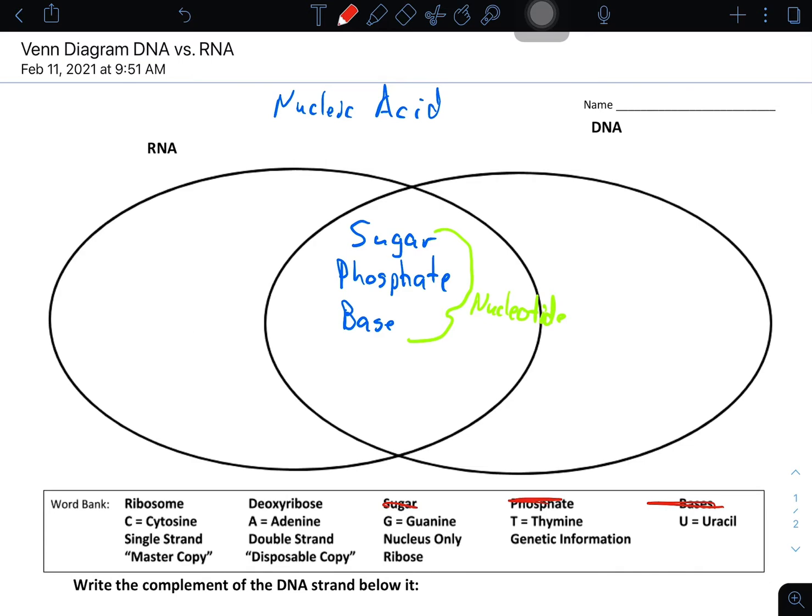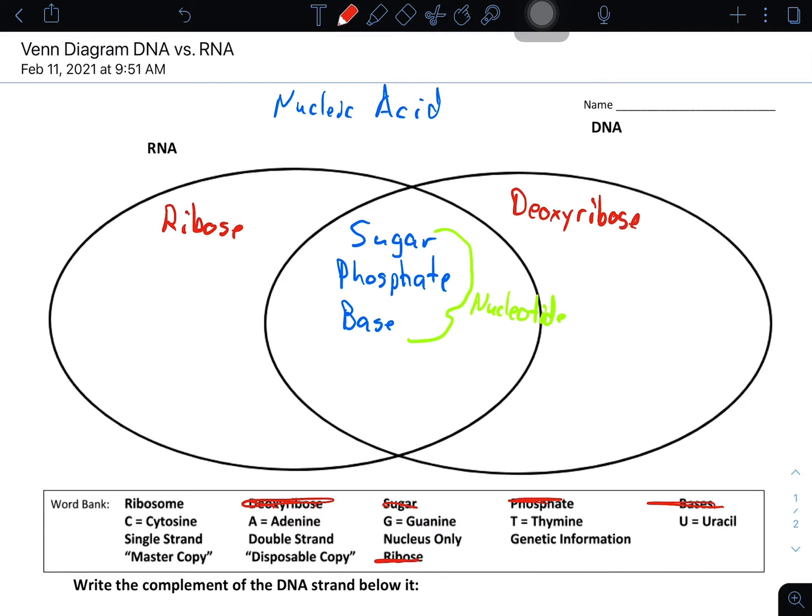Now, when we talk about the types of sugar, there are two types. For DNA, the sugar is referred to as deoxyribose. That is the sugar found in DNA, and ribose is the sugar found in RNA. They both have the same phosphate.